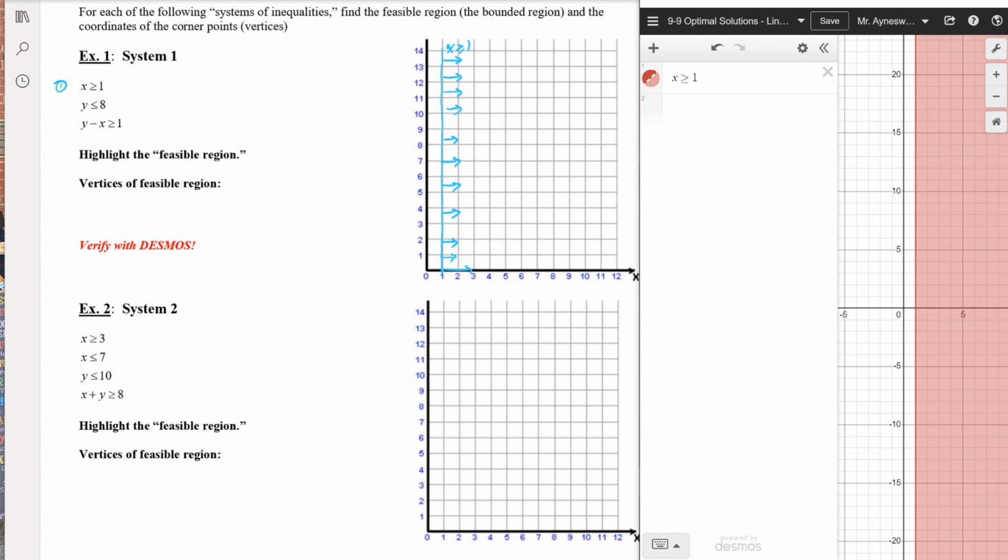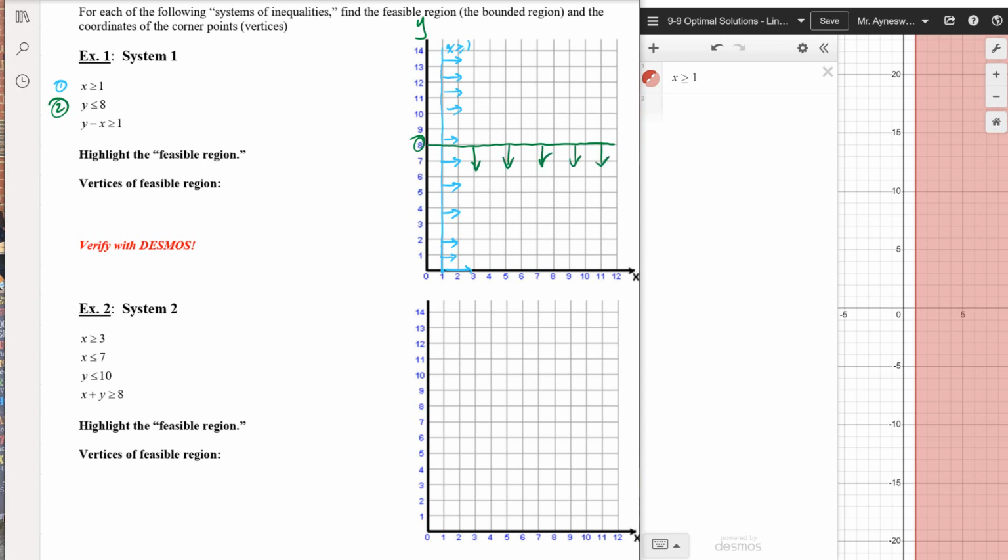All right, next one right here, we want to graph, and I'm going to switch colors here, y less than or equal to 8. So you want to figure out on the y-axis where 8 is. So you locate 8, and you want to graph all y values that are less than or equal to 8, and they have to lie below this horizontal line right here. And obviously, if the y value is less than or equal to 8, then it's below this horizontal boundary line.